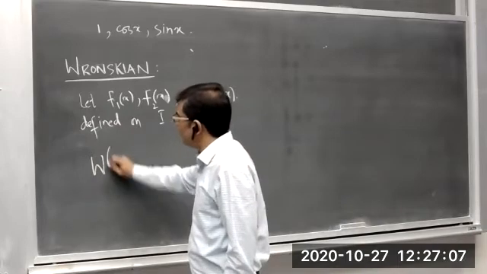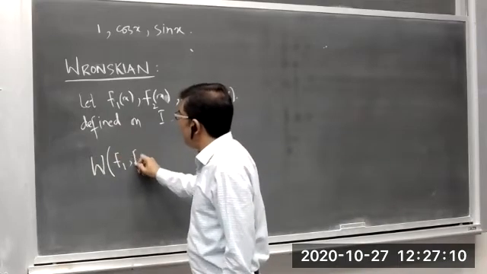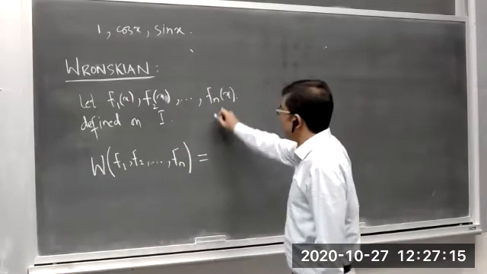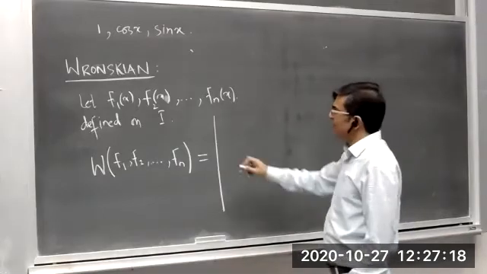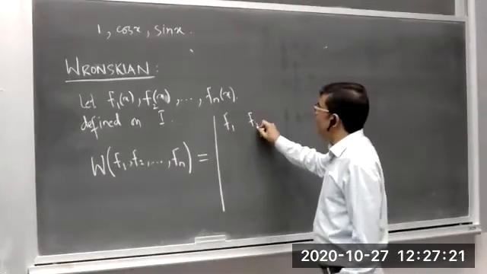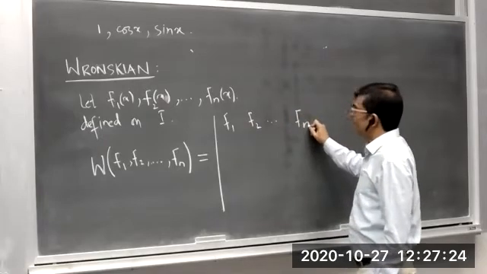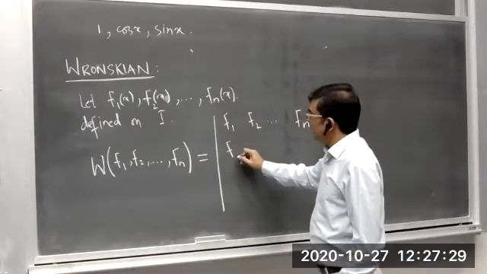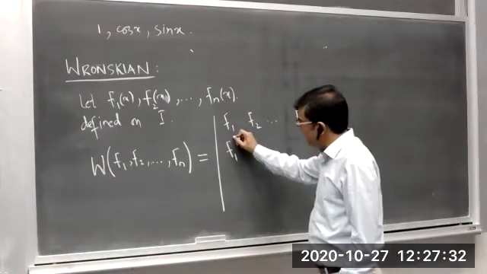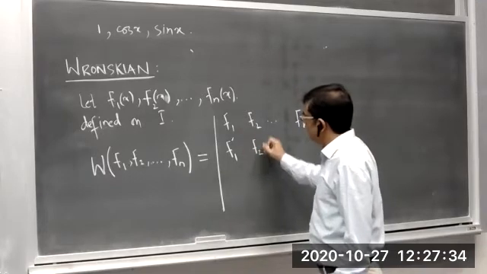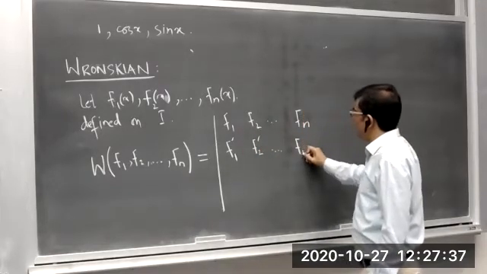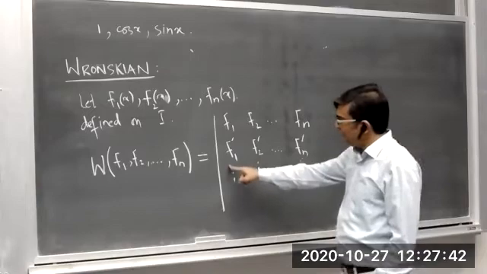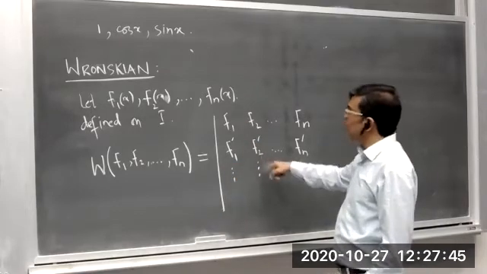Okay. Now, how do we define the Wronskian? The Wronskian of these n functions, f1, f2, and so on, fn, is defined in this way. It's basically the determinant with f1 of x, f2 of x, and so on, fn of x in the first row. Then in the second row, we put the derivatives, f1 dash, f2 dash, and so on, fn dash. We define in the third row f1 double dash, f2 double dash.